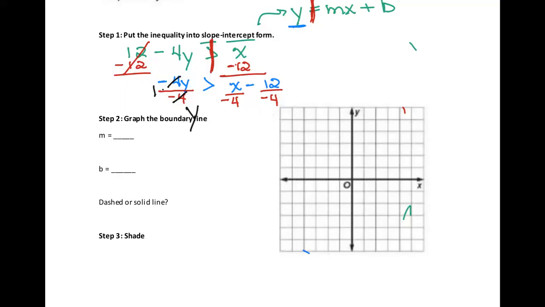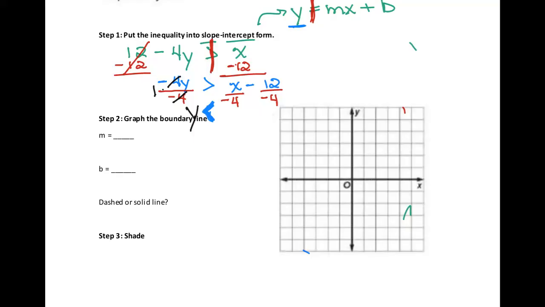We divided by a negative. Wasn't there something we were supposed to do when you divide by a negative in an inequality? You've got to flip the sign. Yes. So now it's not greater. It is less than.